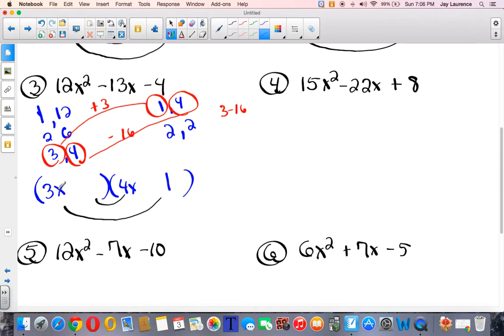And it's a positive, isn't it? Right, because it's a positive 3. So yeah, the 4 got multiplied by a 4. And I need a negative 16 for an answer, so it's a negative. There you go, it's factored.